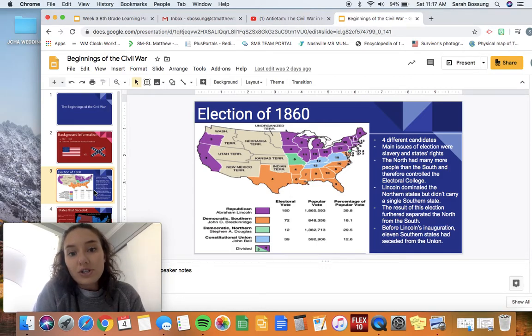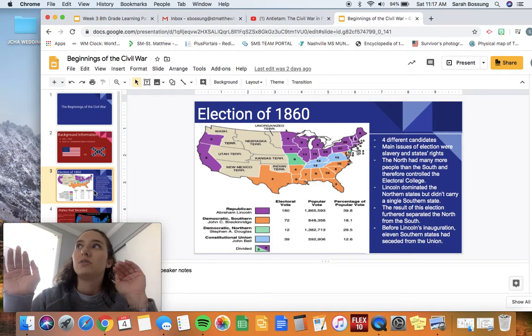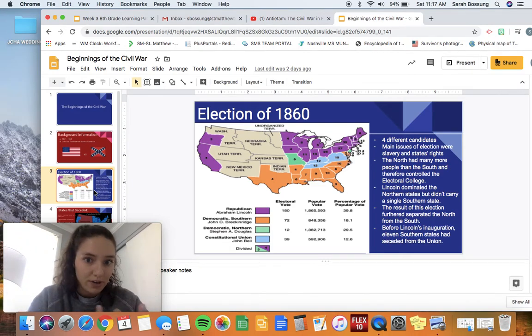So we have four different people running. The main issues of this election that people were trying to vote on, to decide who would help solve these issues, were slavery and states' rights. So those are the two big things people are trying to figure out. And based on how they feel about those things is who they're going to vote for.